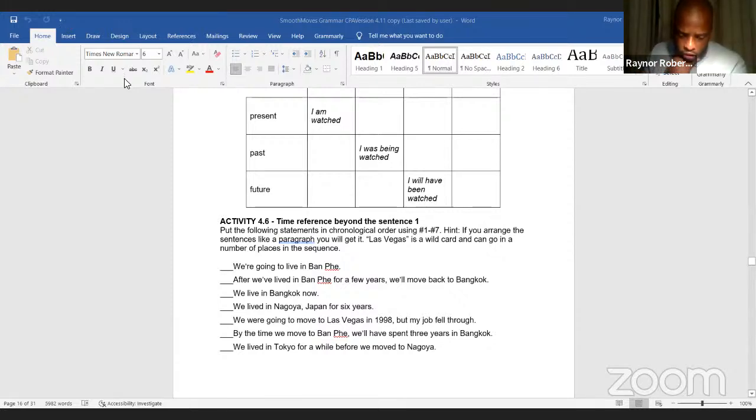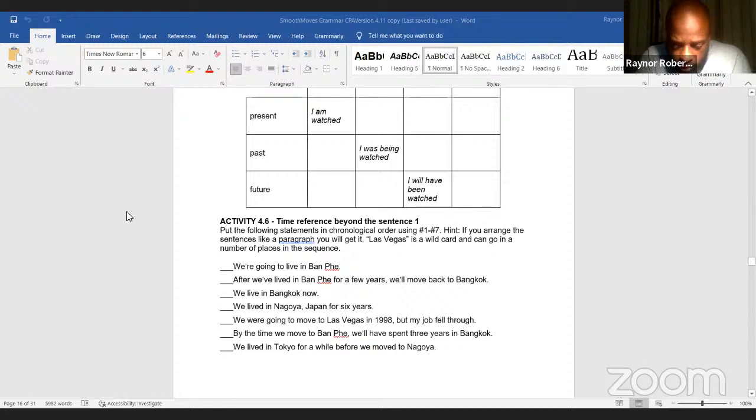All right. So do you have it? Well, there's lots of ways to look at it, but yeah, I think I have some of it. We'll see how it goes. All right, what's number one? We lived in Nagoya, Japan for 6 years. Okay, good. Number two. We lived in Tokyo for a while before we moved to Nagoya. Okay, good. Number three. We were going to move to Las Vegas in 1988, but my job fell through. Perfect.